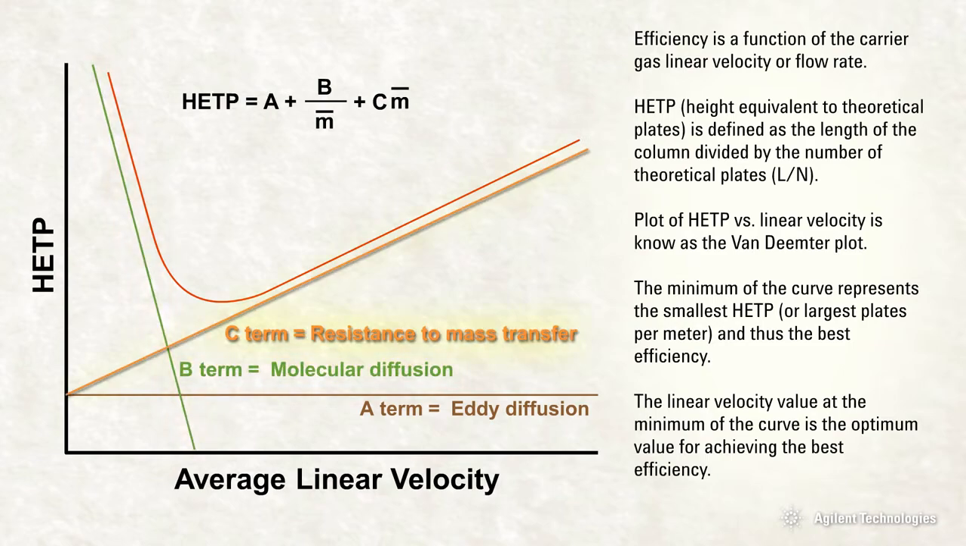C is the resistance to mass transfer term. This results from pushing a peak through the column at higher flows or using thicker films, limiting sample interaction with the stationary phase.